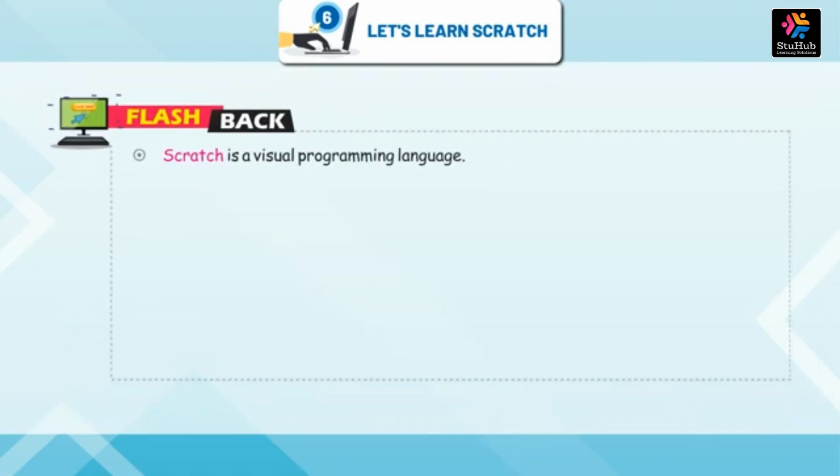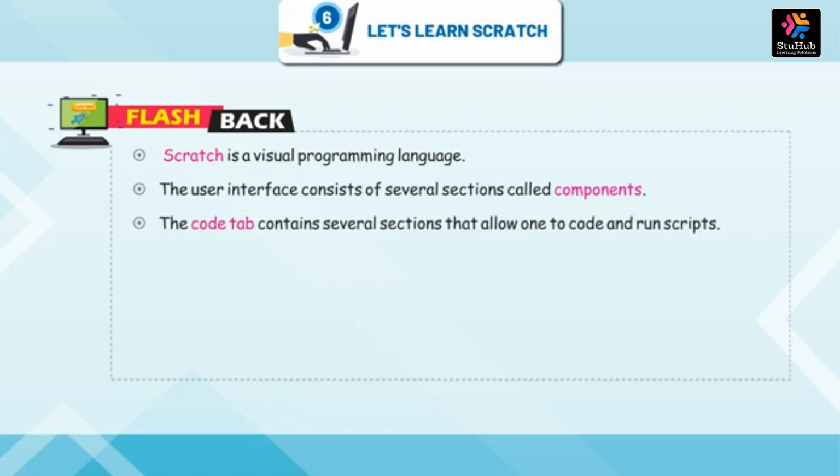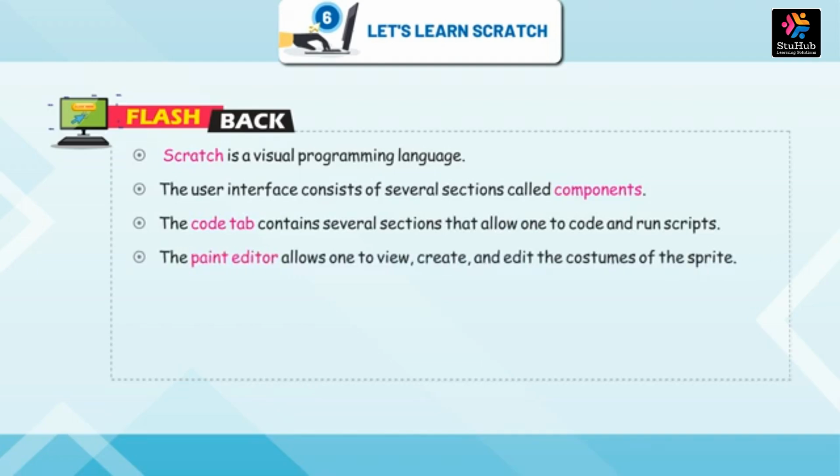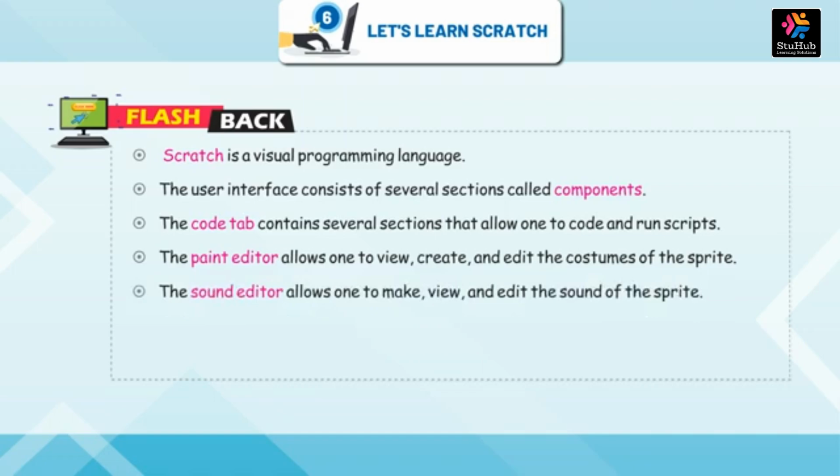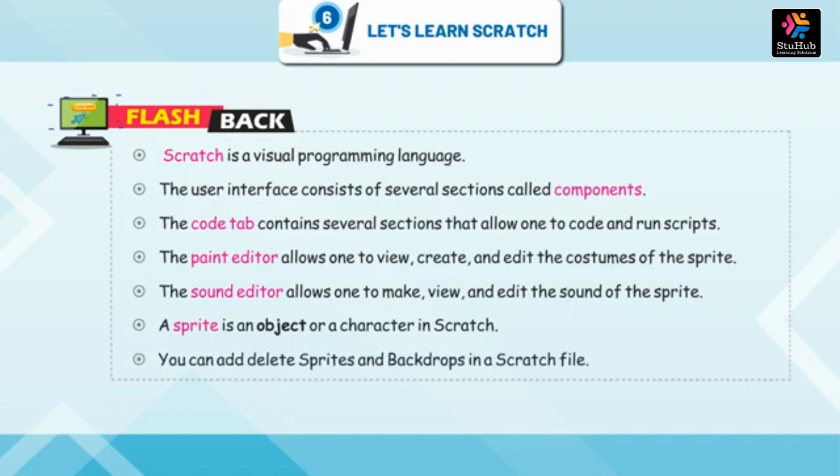Flashback. Scratch is a visual programming language. The user interface consists of several sections called components. The Code tab contains several sections that allow one to code and run scripts. The Paint editor allows one to view, create, and edit the costumes of the sprite. The Sound editor allows one to make, view, and edit the sound of the sprite. A sprite is an object or a character in Scratch. You can add and delete sprites and backdrops in a Scratch file.